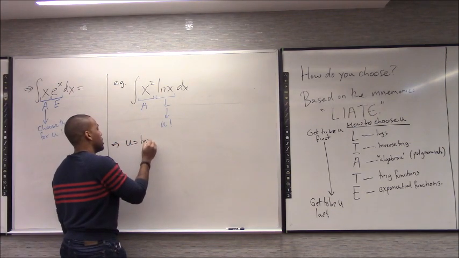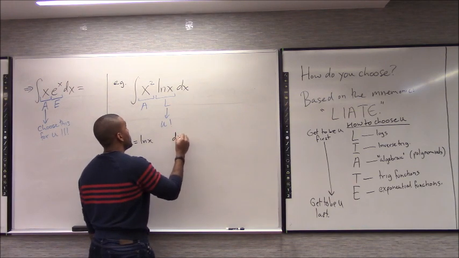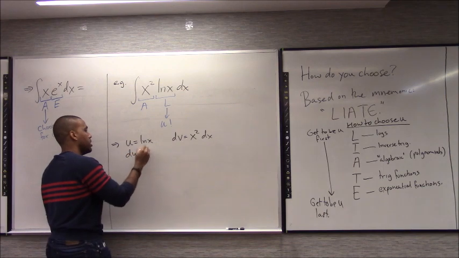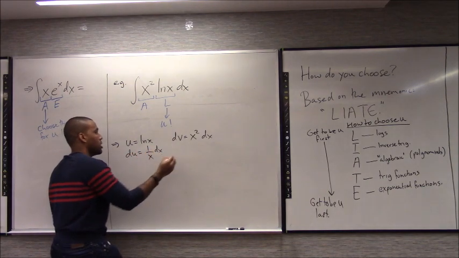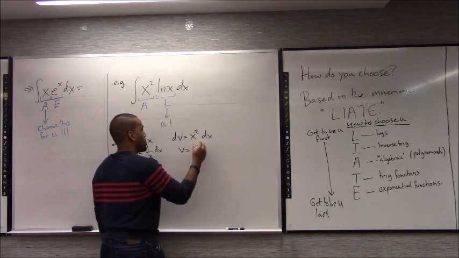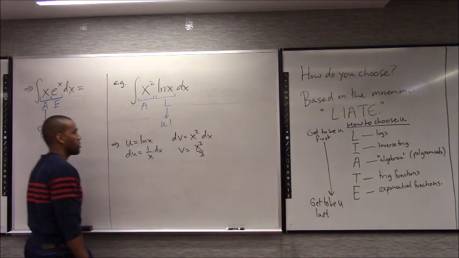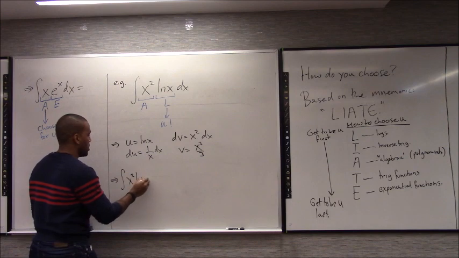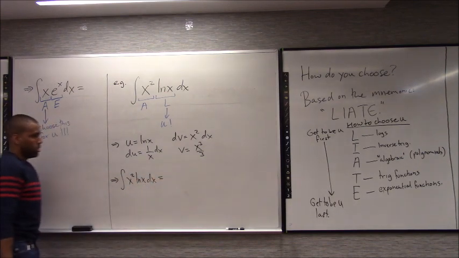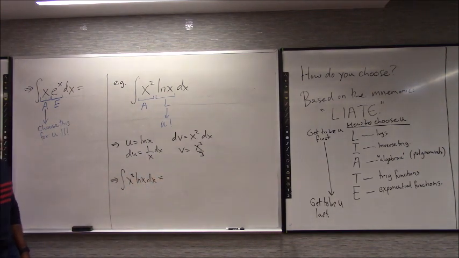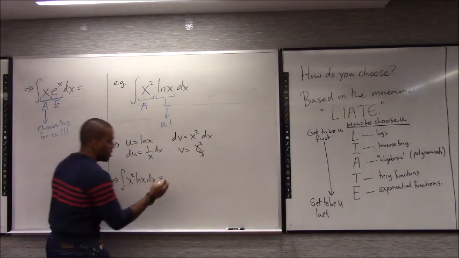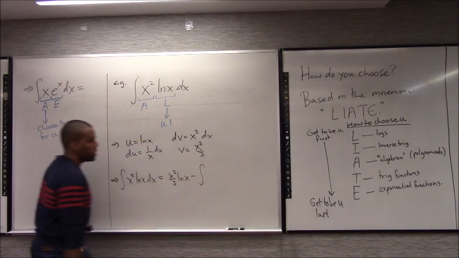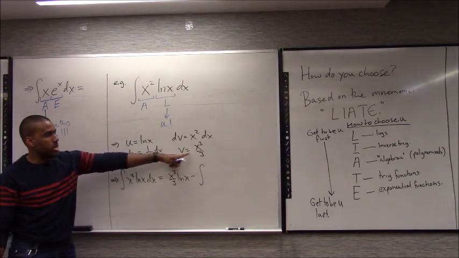Set u to be ln of x. Set your dv to be the x squared. The derivative of ln is 1 over x dx. The integral of x squared is x cubed over 3. And then you plug into that formula. So it's going to be u times v minus the integral of v times du.